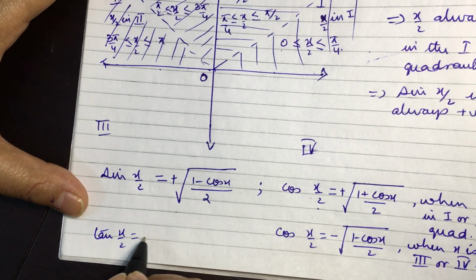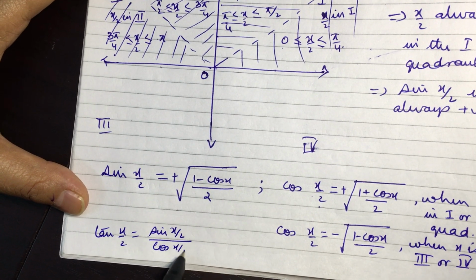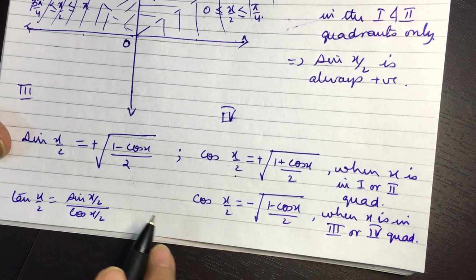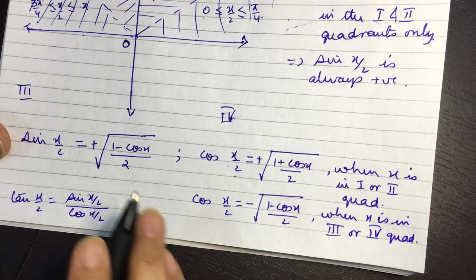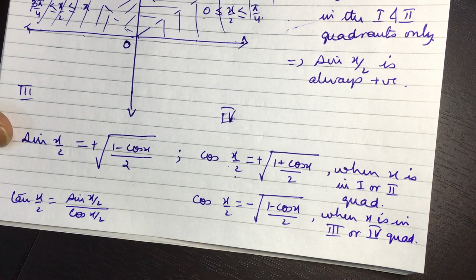Also tan x by 2 will be simply sin x by 2 upon cos x by 2, and with this you can try out question numbers 7, 8, and the last three, the 8th, 9th and 10th questions of the miscellaneous exercise. Thank you, boys.